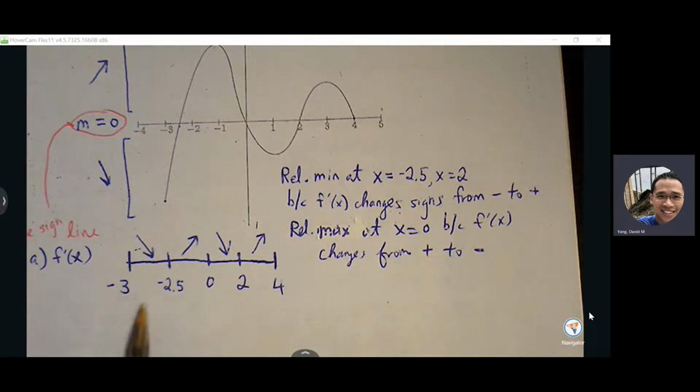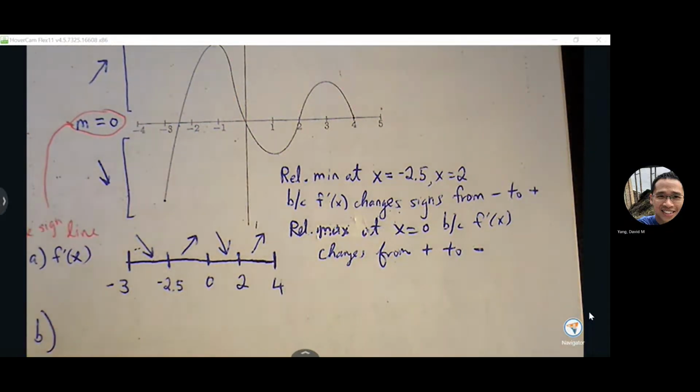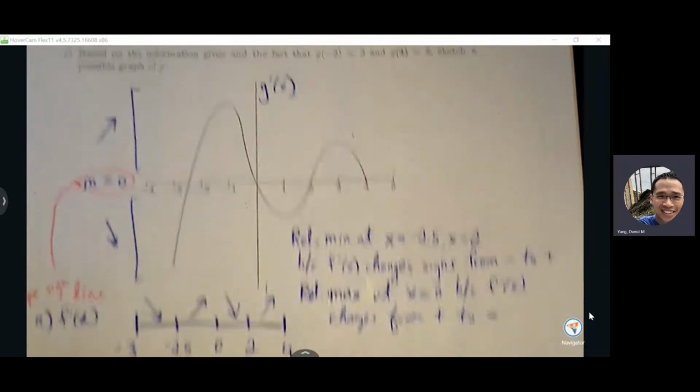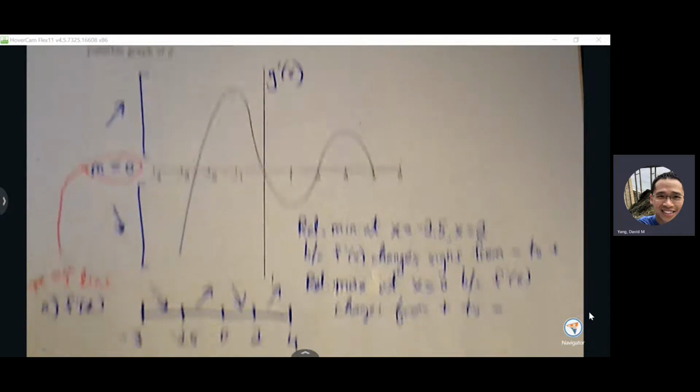Now we could write intervals of increase, intervals of decrease, but they're not asking for it for part A, so we can skip to part B. So part B asks, determine the values for where the graph is concave up and concave down.